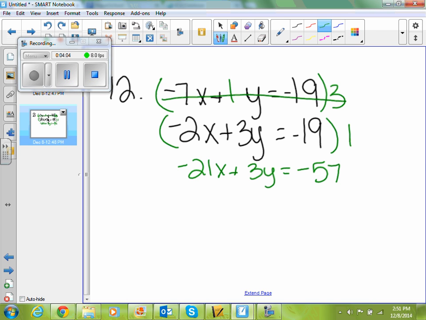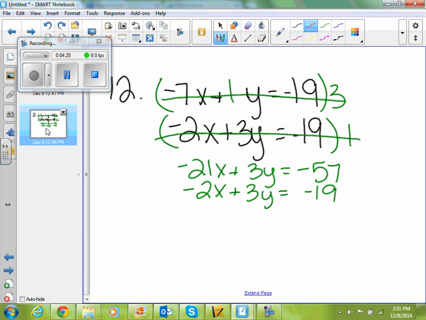If I look at my second one, 1 times negative 2 gives me negative 2x. 1 times 3 gives me 3y. And 1 times negative 19 gives me negative 19. So that one stayed the same. So now we have our 2 new equations.